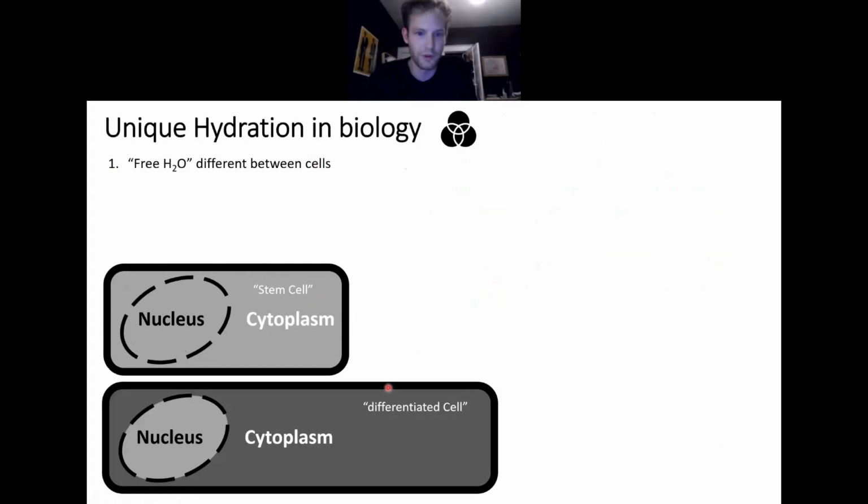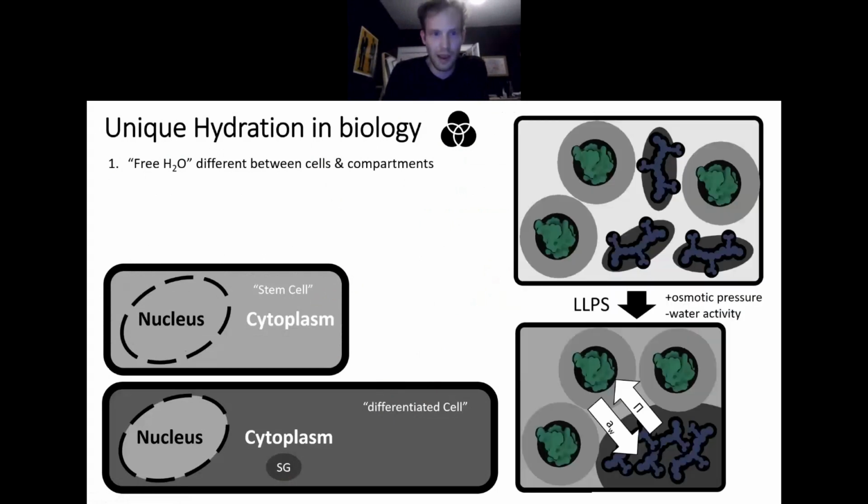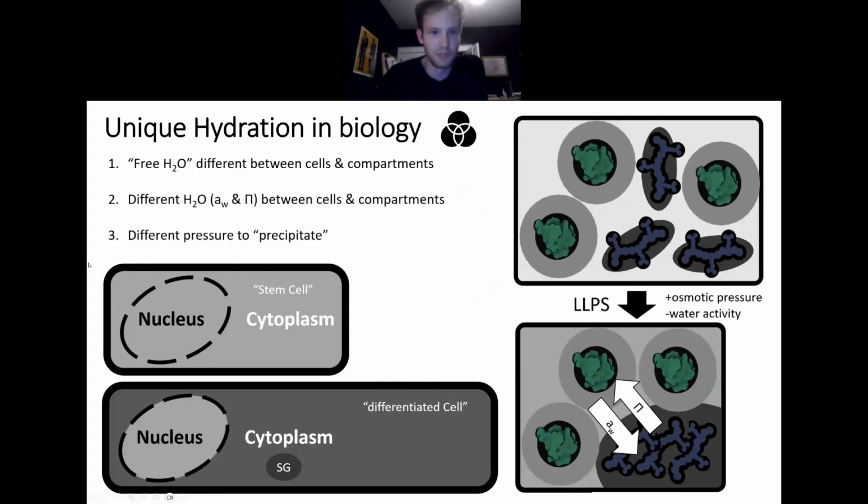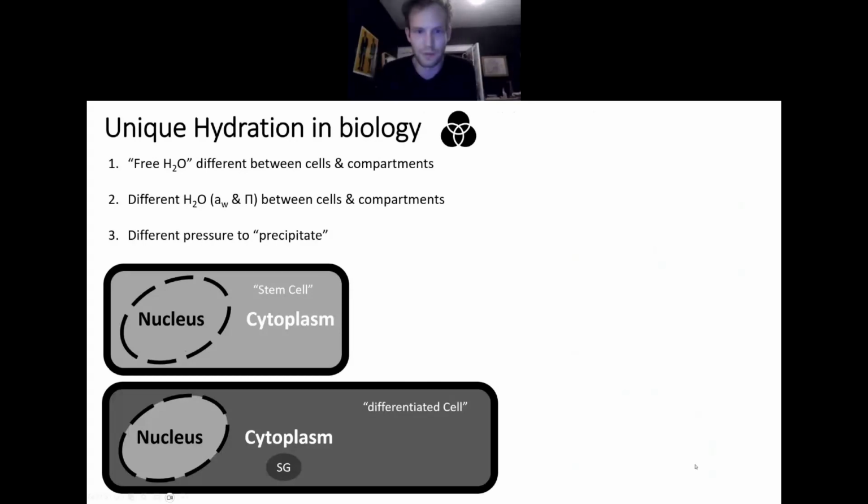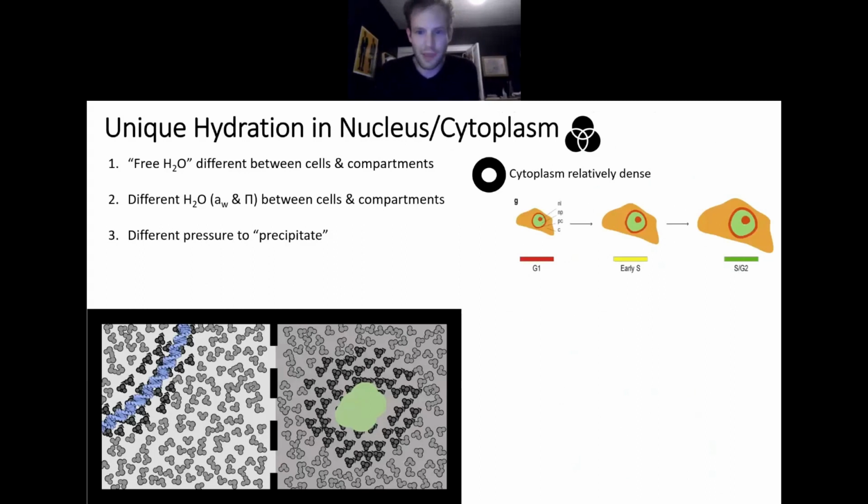And so I'm posing that free water is different between cells. So if you're a stem cell or a differentiated cell or a cancer cell, then your amount of free water and mobile water will behave differently. And this extends to compartments. So in stress granules, there should be less free water. And this different water activity and osmotic pressure between cell compartments would cause different pressures to precipitate. So again, increased pressure in a stress granule where there's less free water and more structured water.